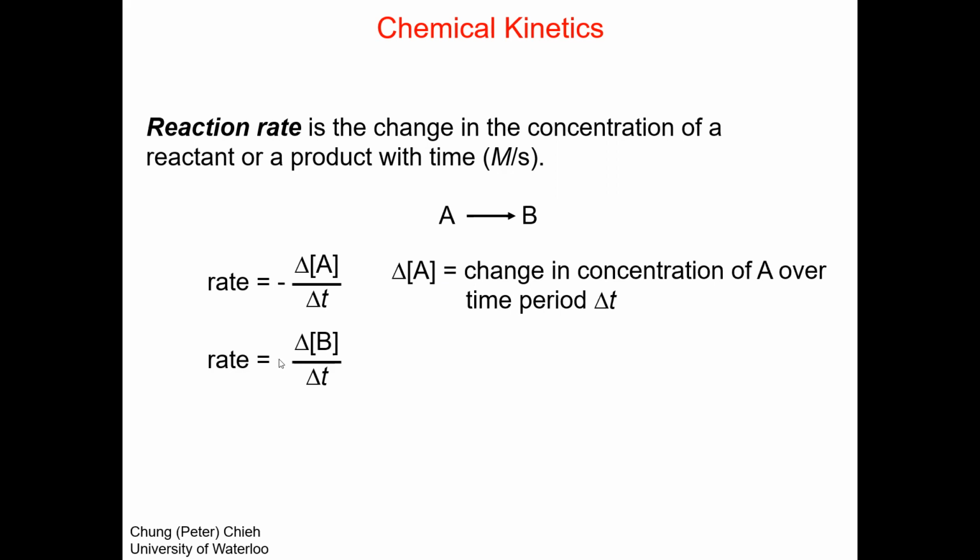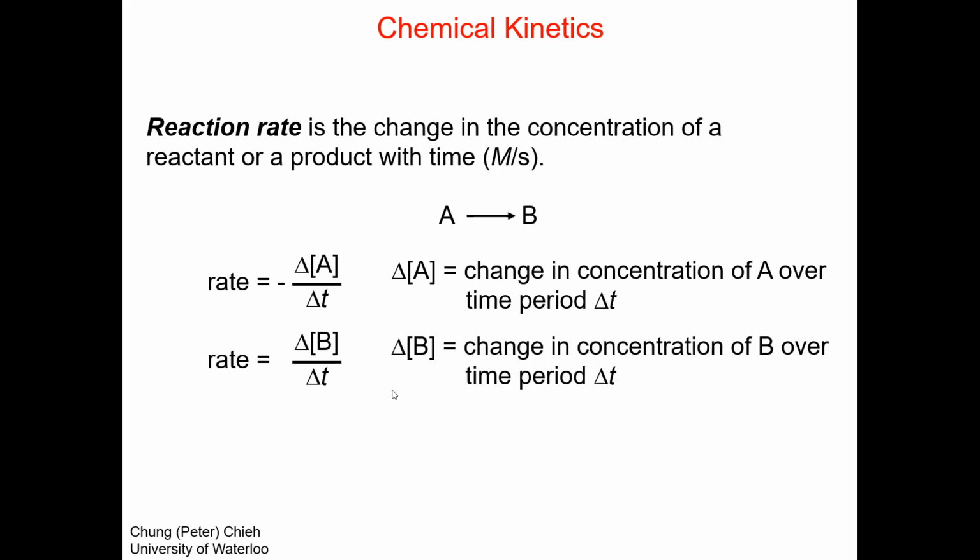And look at it for the product. If you want to measure the appearance of the product, it's the change in the product with time, and it's positive because it is increasing while A is decreasing. That is why it is negative. Because the concentration of A decreases with time, the change in concentration of A is negative.